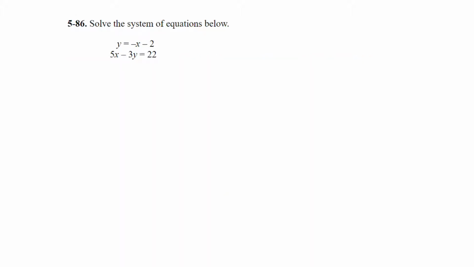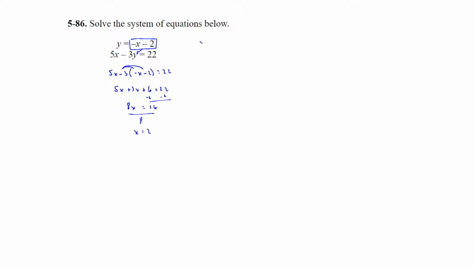Question 86. Solve the system of equations below. So it looks like it is set up for substitution, so we will use substitution. You can use any method you want, but it's set up for substitution, so that's what I'm going to use. I'm going to substitute negative x minus 2 for y into the other equation. Then I have to distribute negative 3x, so I'm distributing negative 3 to negative x. Negative 3 times negative x is positive 3x, and then negative 3 times negative 2 is a positive 6. Combine the like terms, subtract 6 from both sides, divide by 8, and we get x equals 2.